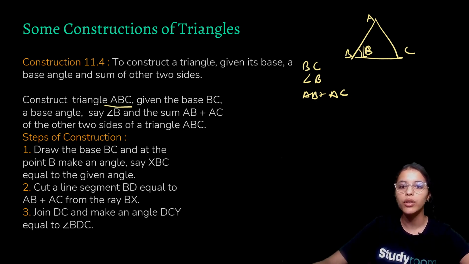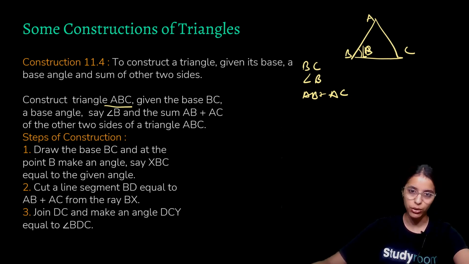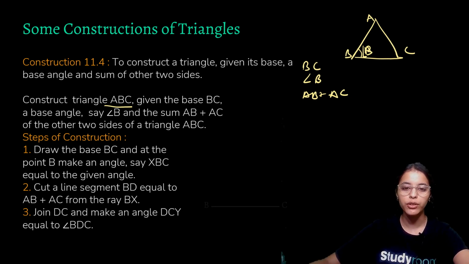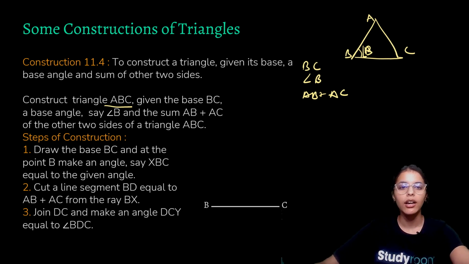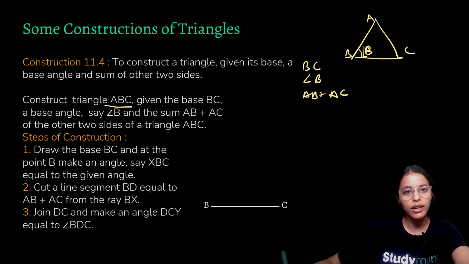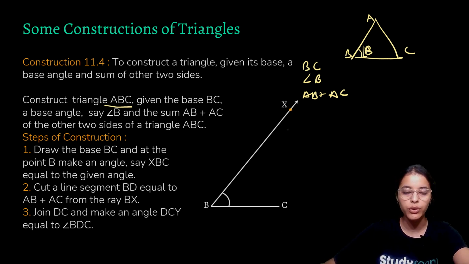So let us move. First of all, the basic drill goes, we have to first construct the line segment BC. And now let us construct the angle B. We can either construct the angle B that is given to us in the question by using a compass, or maybe use a protractor. So we have constructed the angle B over here and marked this ray as X. So our angle that we have got is XBC.